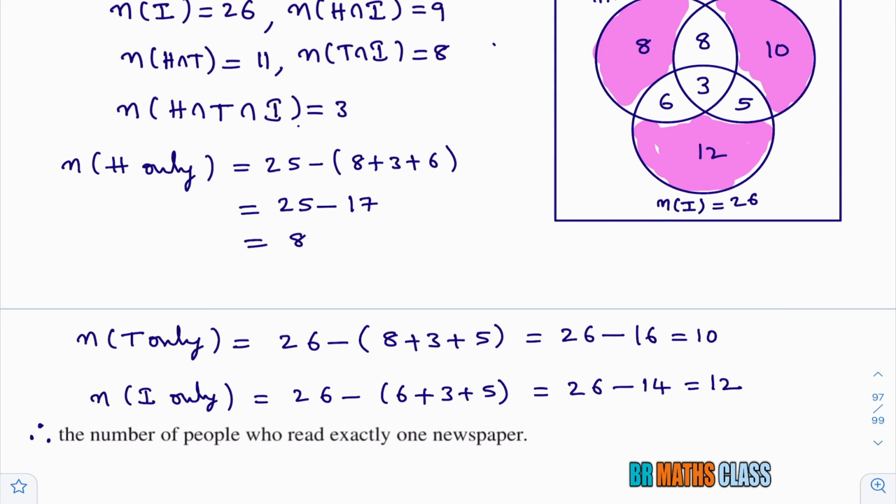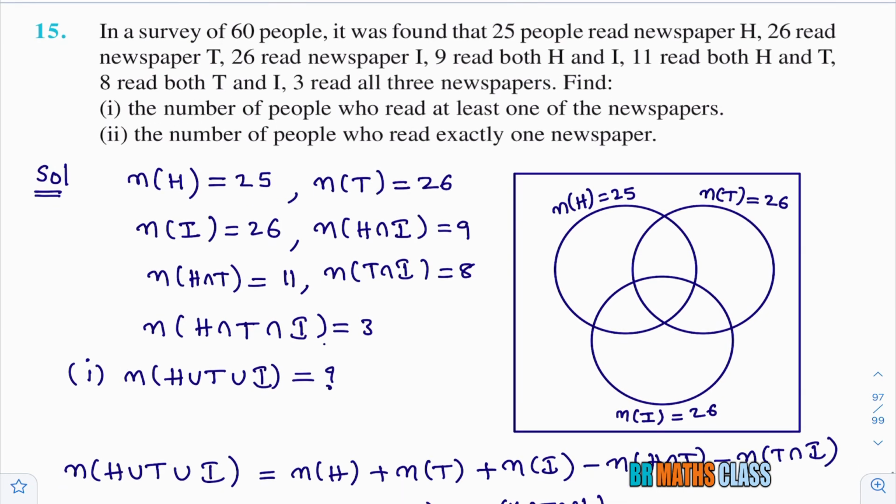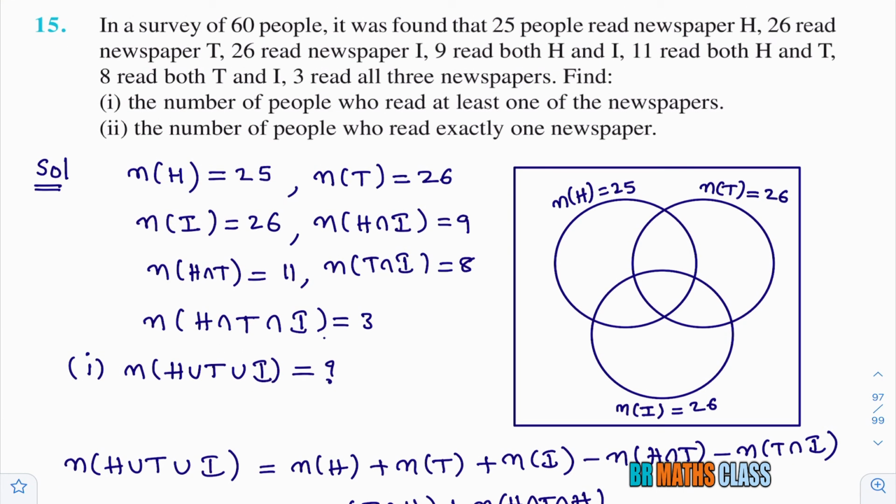Therefore, the number of people who read exactly one newspaper equal to 8 plus 10 plus 12. You observe here 8 plus 10 plus 12. So what you will get here, 12 plus 8 is 20, 20 plus 10 is 30. So the number of people who read exactly one newspaper is 30. I hope you understand this solution.